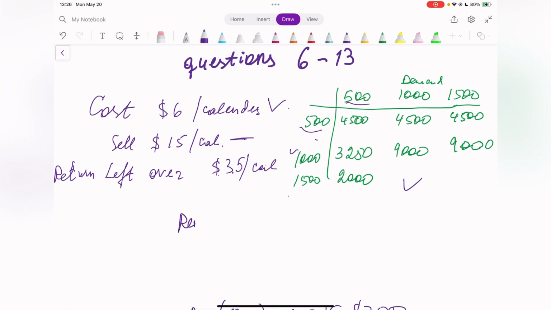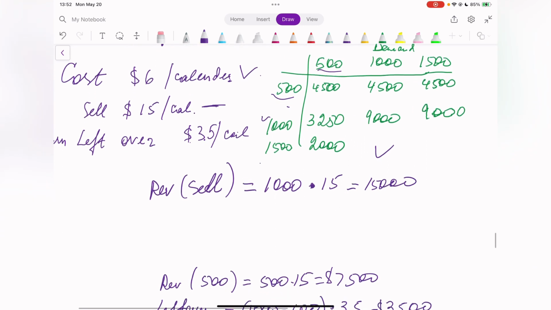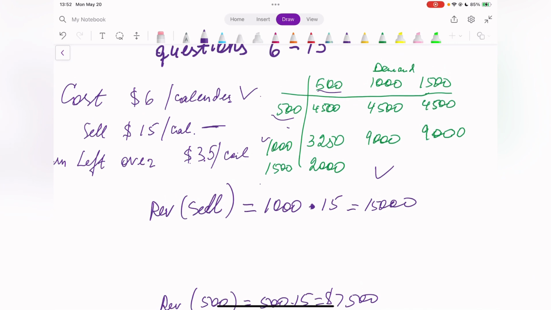Revenue from sale. So, okay. So we are going to take 1,000 because demand is 1,000 only times 15, right? We get 15,000. And leftover, how much we have left over? 500, right? So, because 1,000 we realized, we sold it, 500 left.